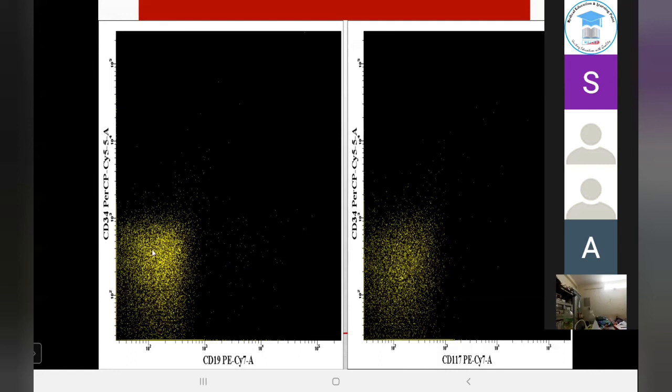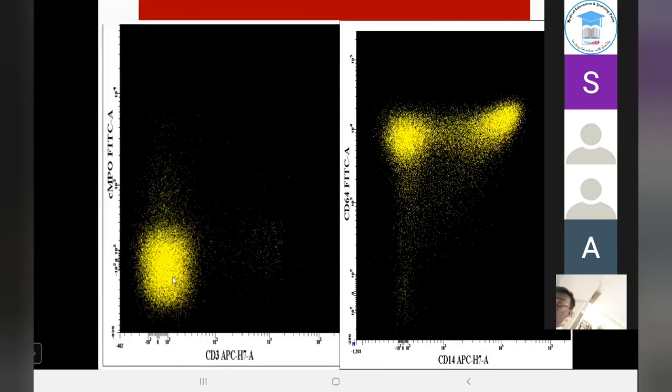Always remember that 34 positive definitely means blast, but 34 negative does not mean that they are not blast. A blast can also be 34 negative. So in this case, it's very difficult to say whether it is positive or negative. That you will have to do in the gating. But in this case, it is kind of dim positive. Now have a look at the MPO and cytoplasmic CD3.